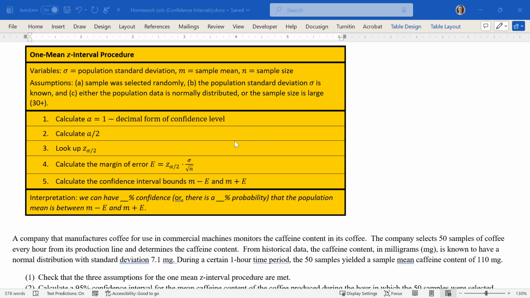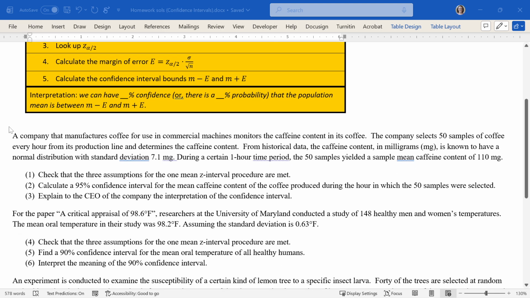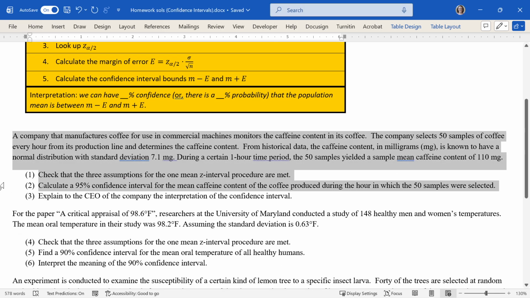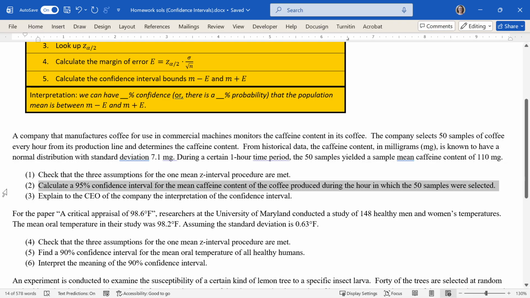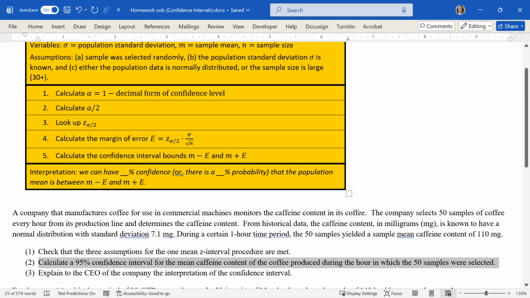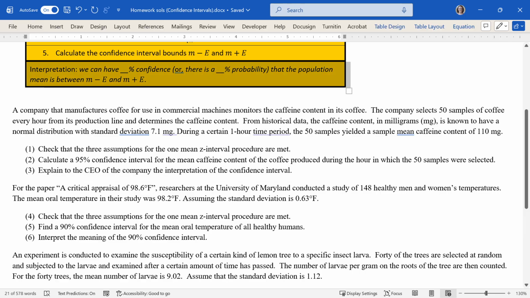All right, so let's go ahead and answer some questions using this procedure. So each problem is more or less divided into three parts. Check the assumptions, follow the procedure, like the middle 5 steps here, and then make an interpretation of the meaning, which is this last little part here.